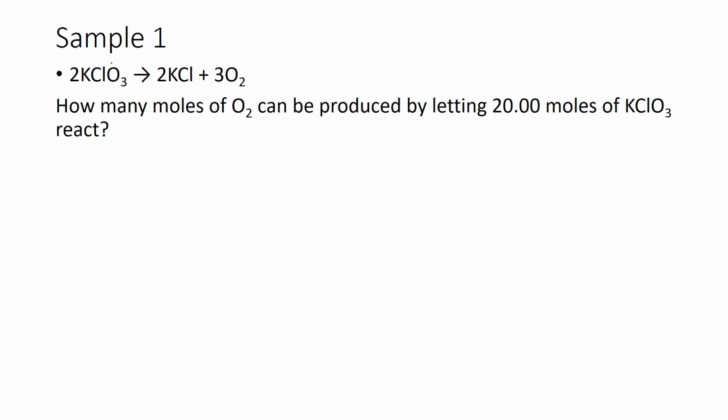This sample problem talks about how 2 moles of potassium chlorate will become 2 moles of potassium chloride and 3 moles of oxygen gas. And we have a question asking how many moles of oxygen gas can be produced by letting 20 moles of potassium chlorate react. I know this might sound like a lot of jargon, but let's break it down into little baby steps, and this should be pretty easy to manage.